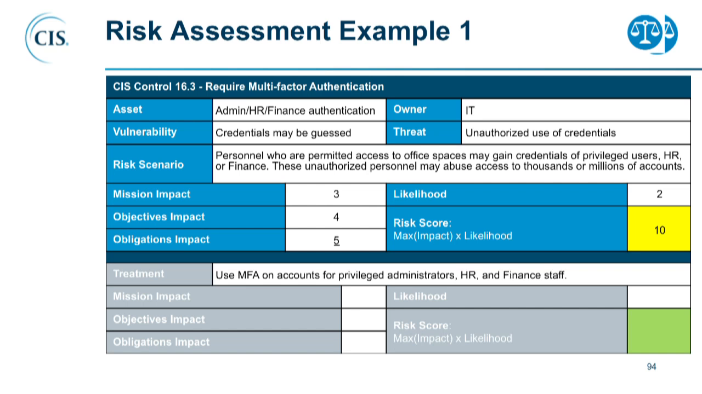What if we use multi-factor authentication on accounts for privileged administrators, HR, and finance staff? Sounds good. Let's click that out and see how it works out. We've got a mission impact of 3 still. If there was a violation, if someone did get through this, what would we calculate for objectives? Click again, 4, and then 5.